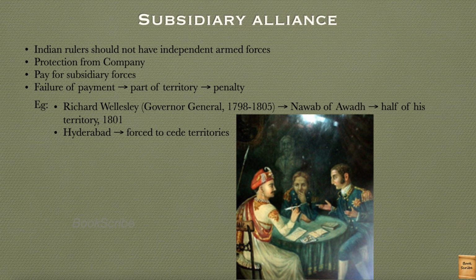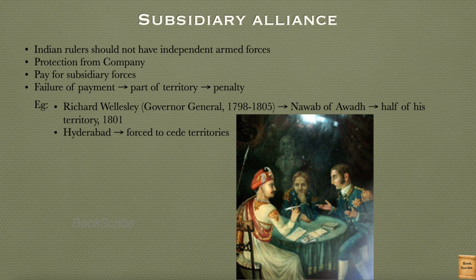For this maintenance of forces by the company to protect the kingdom, the ruler had to give a payment. We must have heard about mamul, where shopkeepers have to pay protection money to rowdies or goons. Like that, the rulers had to pay a payment to the company for protection. If they failed to make the payment, a part of the kingdom's territory would be taken as penalty. An example is when Richard Wellesley was Governor General, the Nawab of Awadh had to give almost half his territory as penalty in 1801.